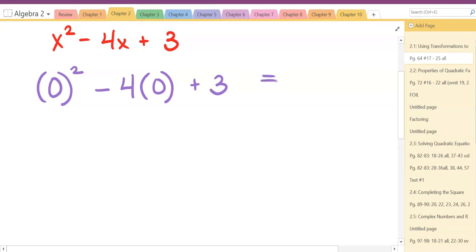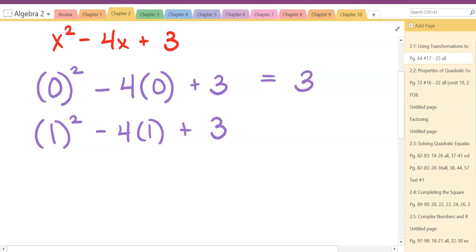What number are you guys getting out there? 3. Okay. If you're not getting a 3, check how you entered it. Make sure it looks just like mine. Open and close those parentheses. Make sure that you have them around the numbers that you're plugging in. Now you could do the same thing then, like the next number is a 1. So you could do parentheses 1 squared minus 4 times 1 plus 3. And you can keep doing that for the rest of your chart. So those of you that want to do that way, I would go ahead and start calculating the rest of those numbers.